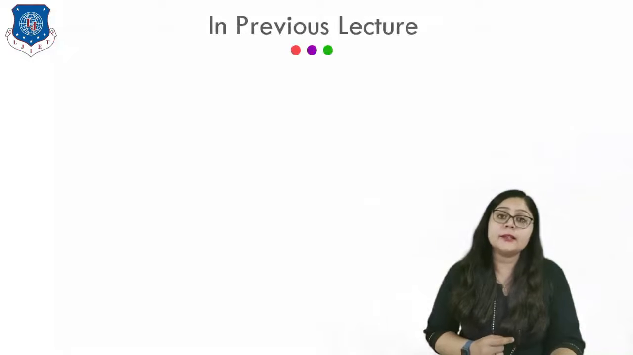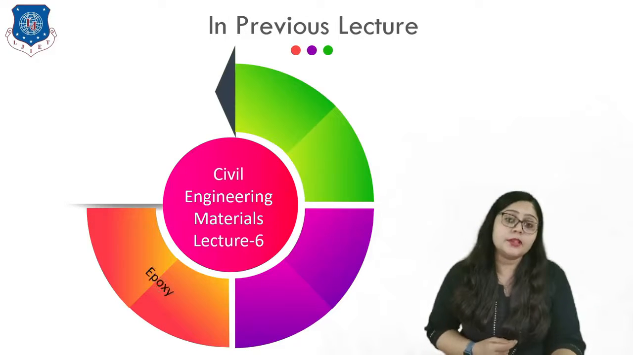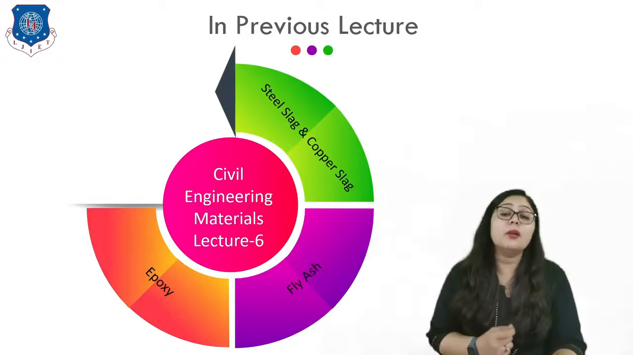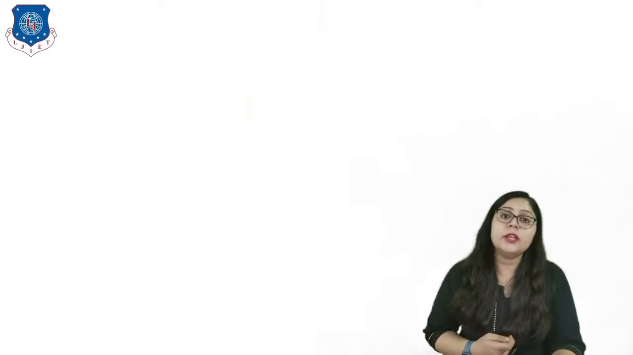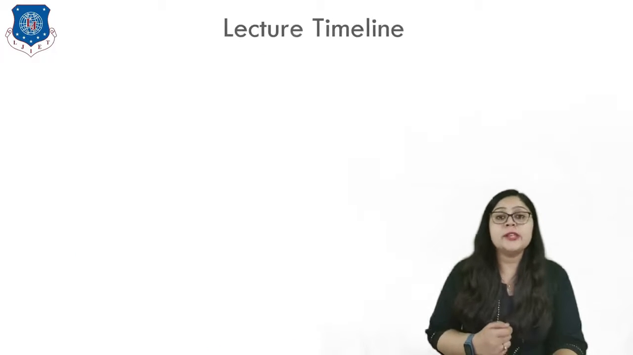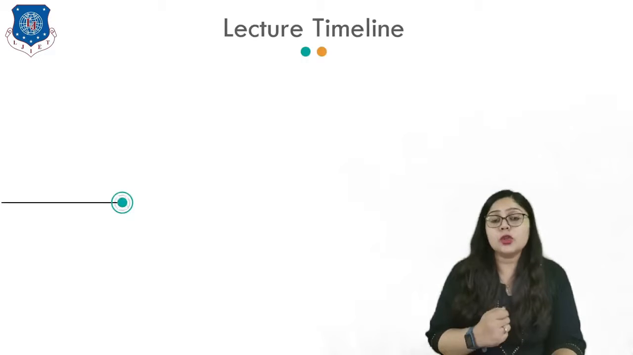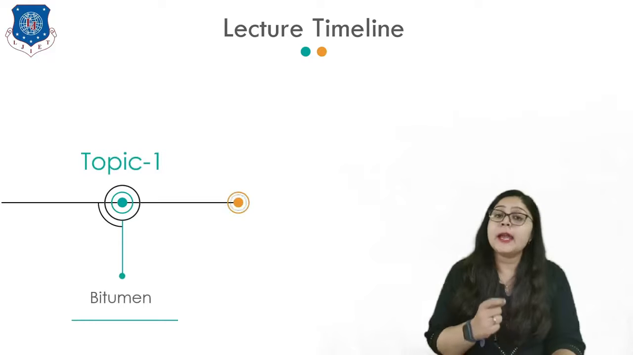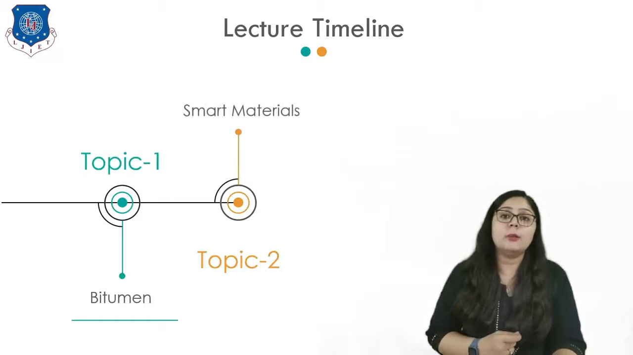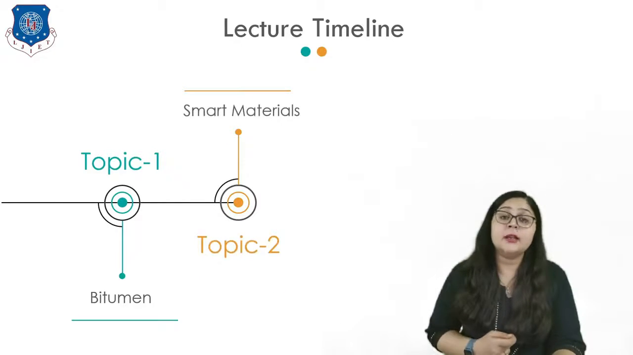But before that, let us recall what we have learned in the previous lecture. In the previous lecture, we learned epoxy, fly ash, copper slag and steel slag, right? Now, for today's lecture, we are going to discuss two topics: the first material is bitumen and the second material is smart materials, right? So without wasting much time, let us begin with the first material, bitumen.